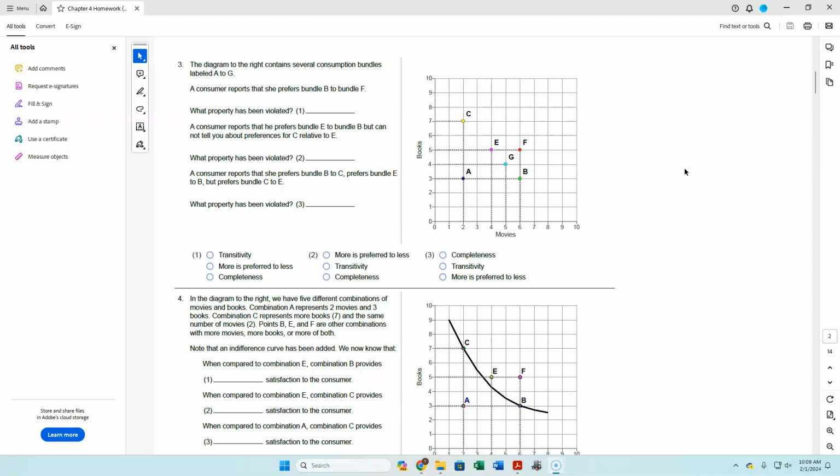Okay, so now we're asked to provide some analysis here. What we know already from the completeness assumption of indifference curves is that every bundle does have some relationship between the two. So what would happen if the person said that they preferred B to F? What would be the problem?